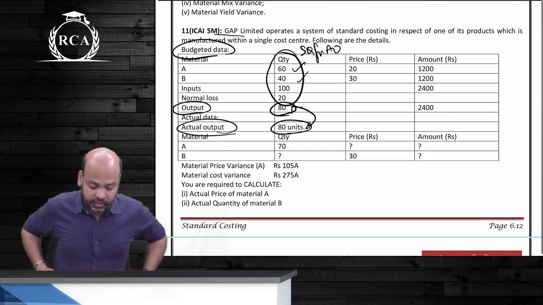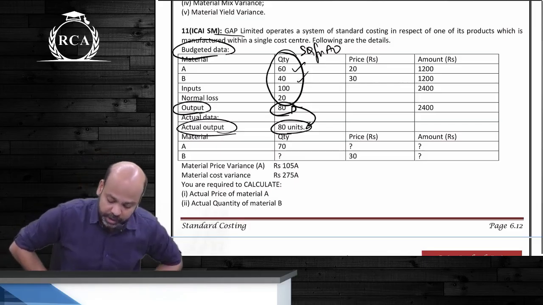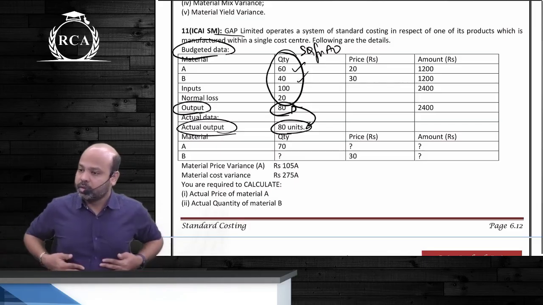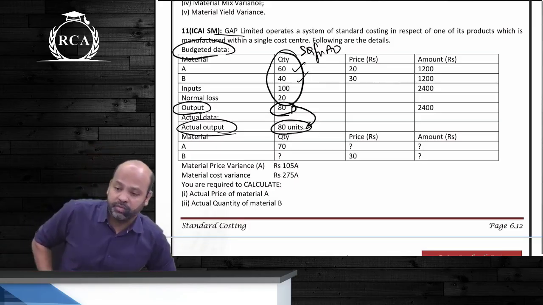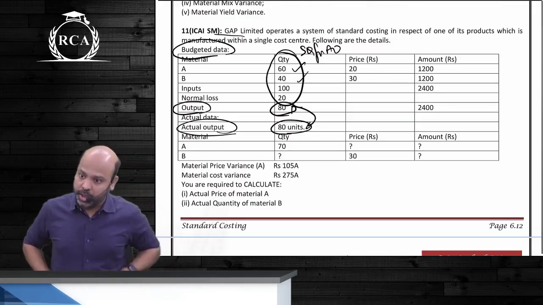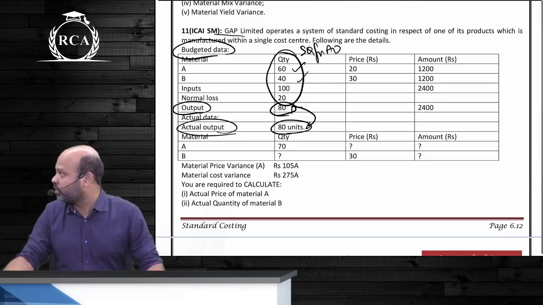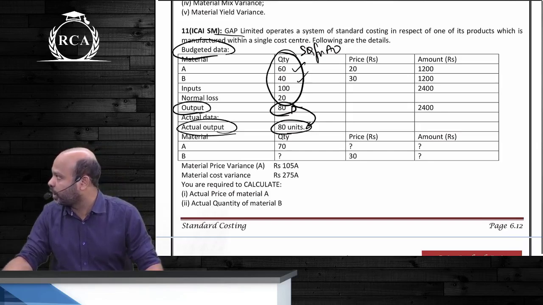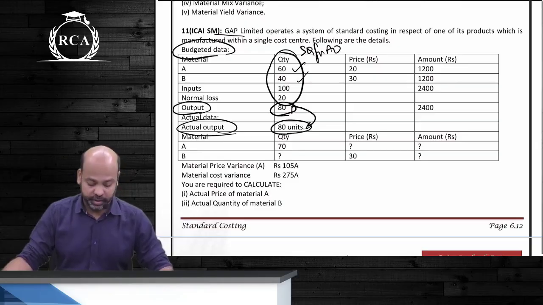Material price variance is given with a bracket A, meaning that is only in respect of raw material A. Do you understand? Material cost variance, it is not given whether it is for A, that means it will be for both A and B put together. So this is reverse calculation. You will start with material price variance and arrive at price of raw material A. Once you get price of raw material A, the only thing that will be missing is the actual quantity of raw material B, which you can compute using material cost variance.